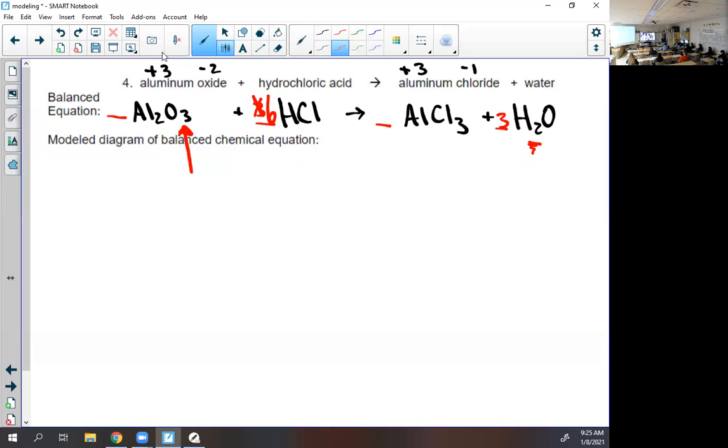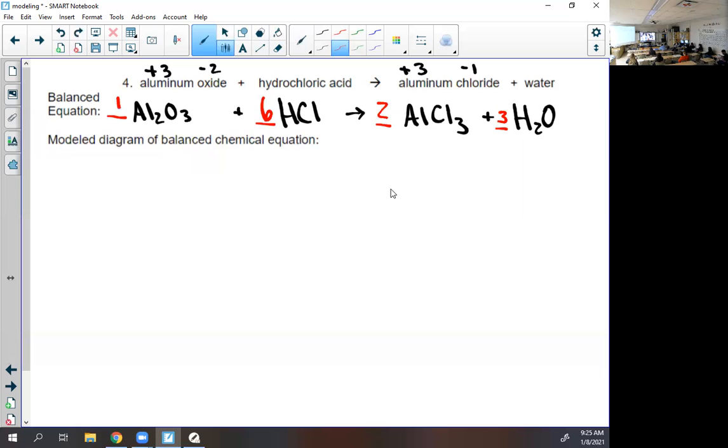If you start with the metal, you have 2 aluminums. You know you need 2 here. That means you need 6 chlorines. That means you need 6 hydrogens, and you're good to go. So really, you could start sort of with any of them. One made it a little bit trickier than the other.